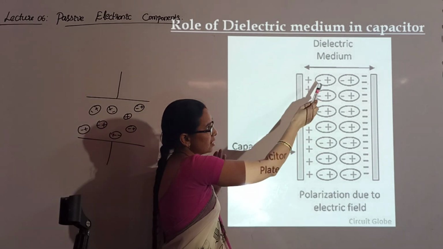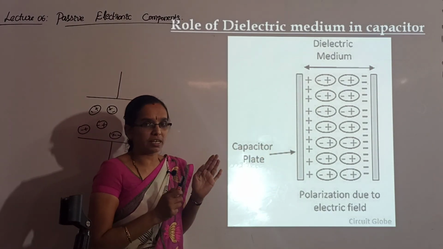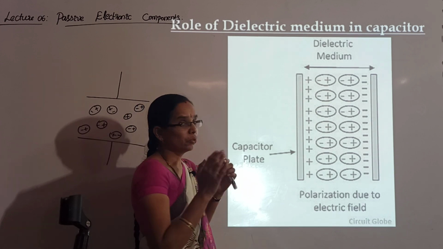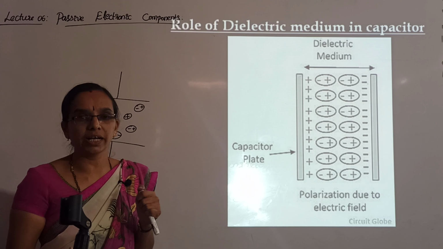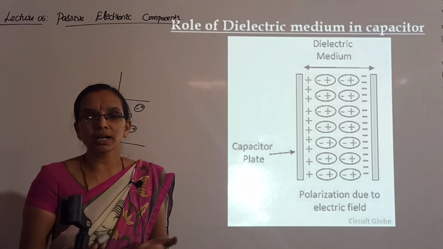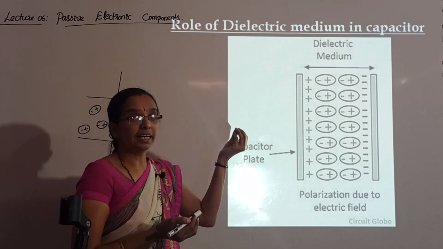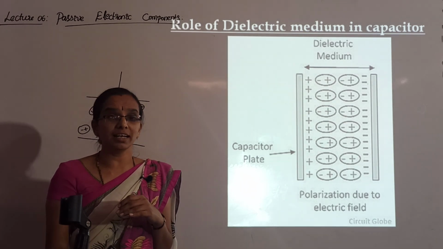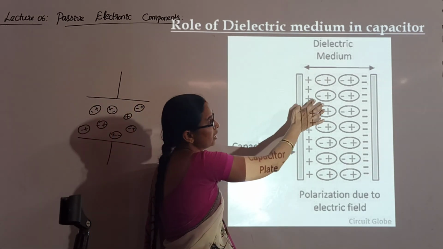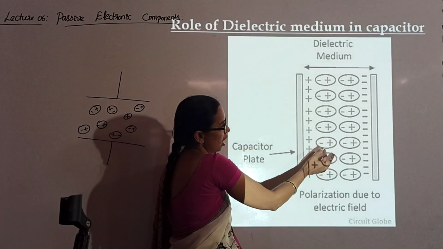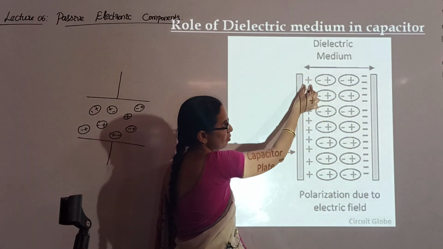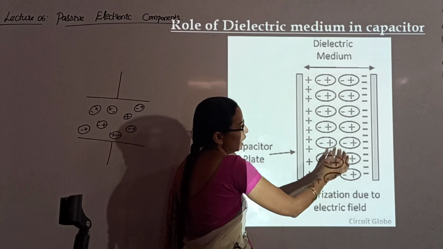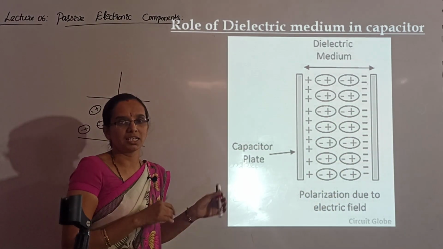See, these polar molecules are fixed. They cannot move, they cannot detach. Why is it an insulator? There are no free electrons available, so no conduction; they cannot be detached from the nucleus. But there is an attraction between the unlike charges. So the negative charges are arranged towards the positively charged plate, and positive charges are arranged towards the negatively charged plate.